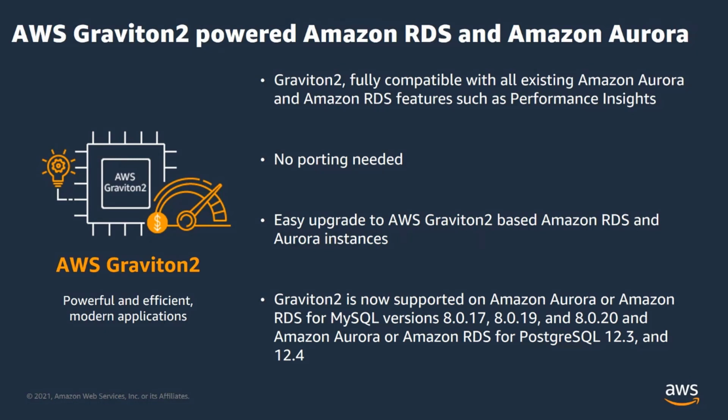As far as the versions supported, Graviton2 is supported by Aurora MySQL version 2.09.1 and higher, Amazon Aurora PostgreSQL version 11.9 and higher, Amazon RDS for MySQL version 8.0.17 and higher, RDS for PostgreSQL version 12.3 and higher, and Amazon RDS for MariaDB version 10.4.13 and higher.